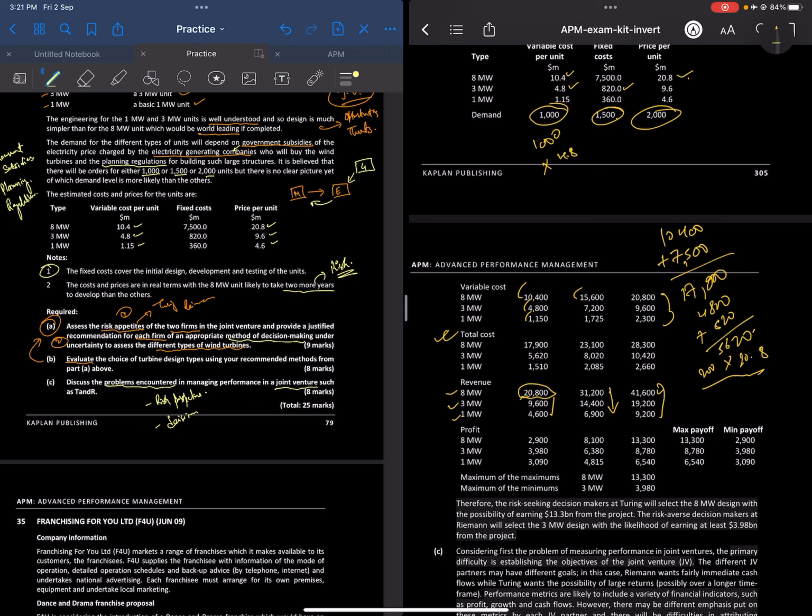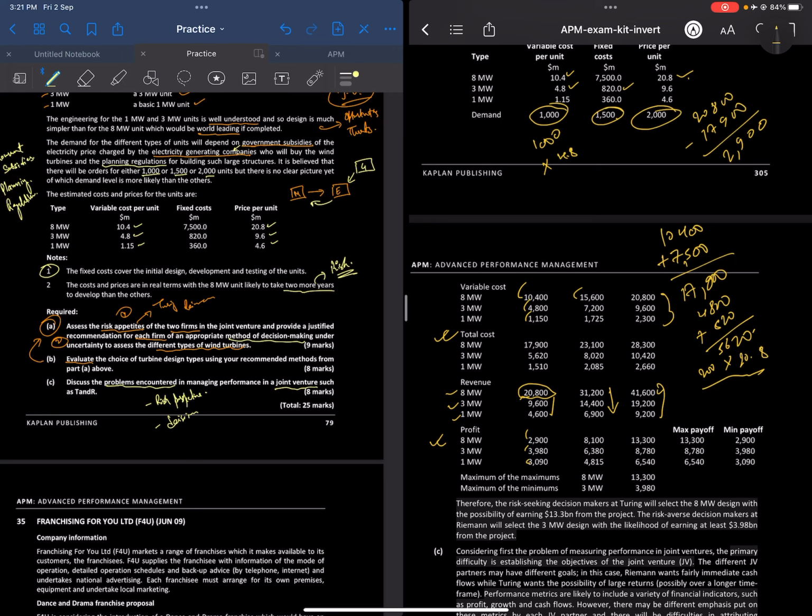Revenue minus our total cost will give us our profit. So 20,800 minus 17,900, and that will be 2,900. So that's our profit for each different megawatt under the demand of 1000.